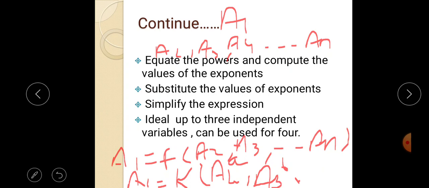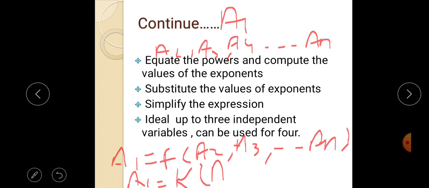Alright. But what is the disadvantage of Rayleigh's method? The disadvantage of this method is that when a large number of parameters are involved, this method becomes complicated. For 2, 3, 4 variables, we can use this method and the computation will not be that difficult. But when a large number of parameters are involved, then this method becomes complicated.